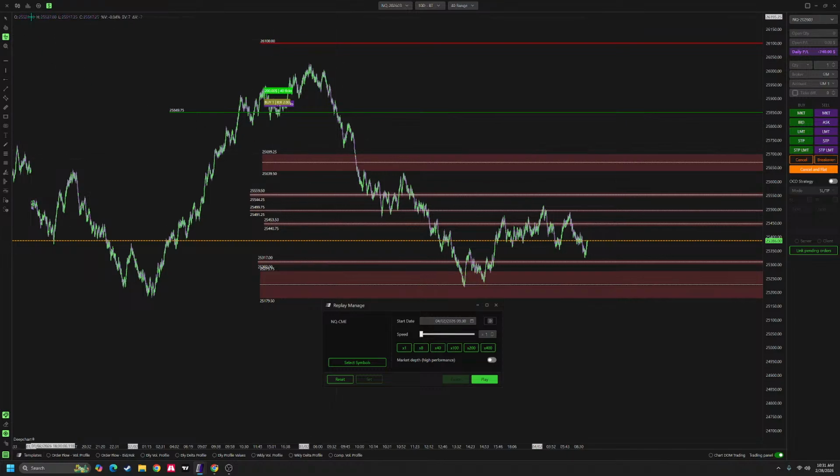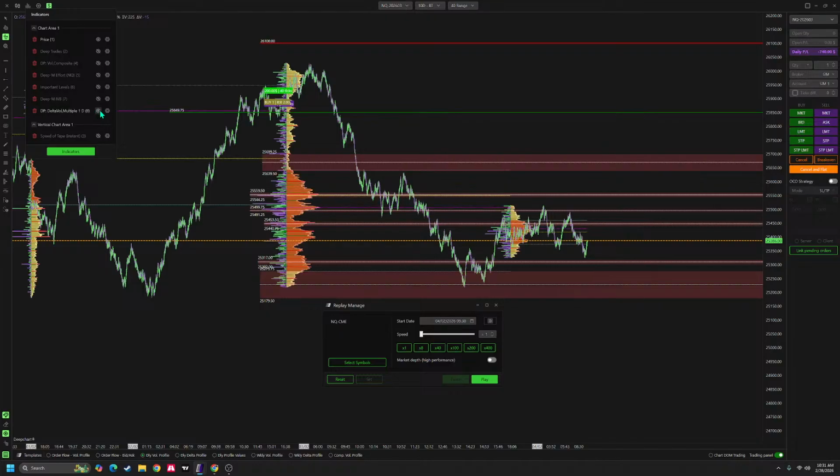We're going to add in the daily volume profile so we can see exactly what's going on. So we have 70% of the traded volume in the orange range. We also have it showing aggressive buying and selling delta.